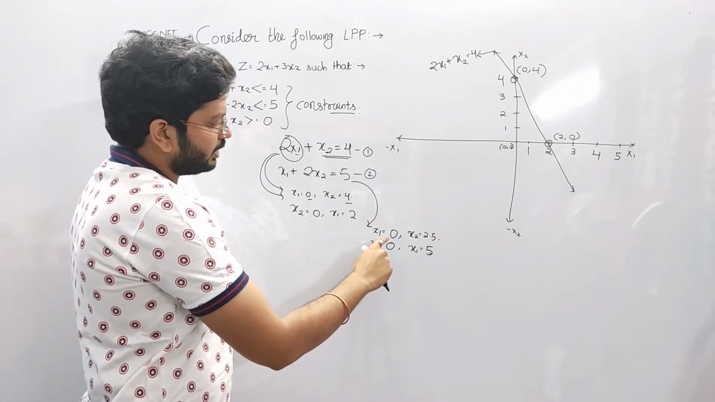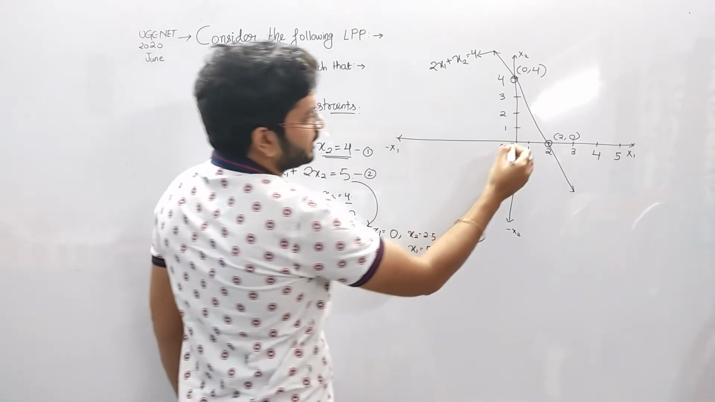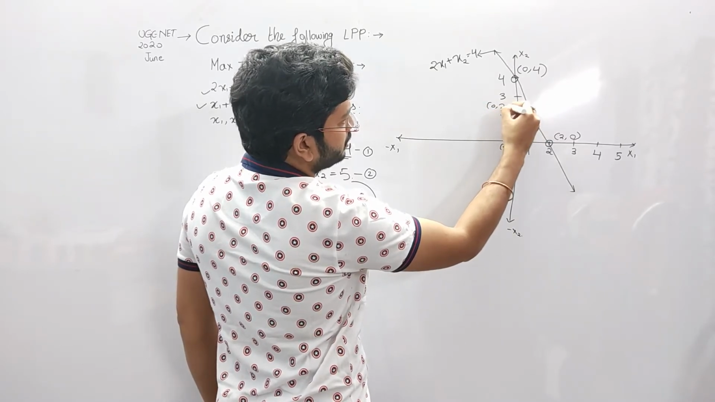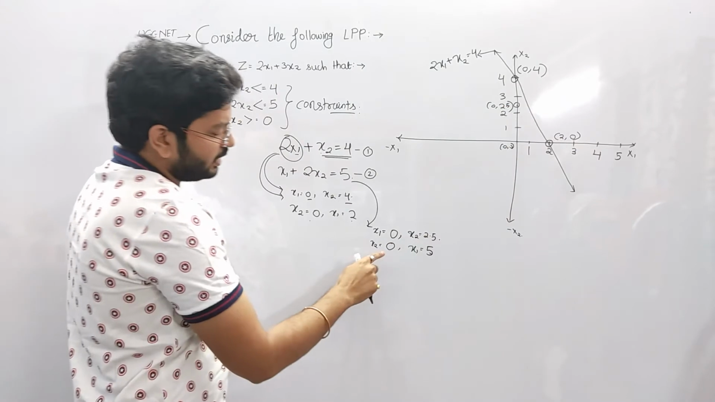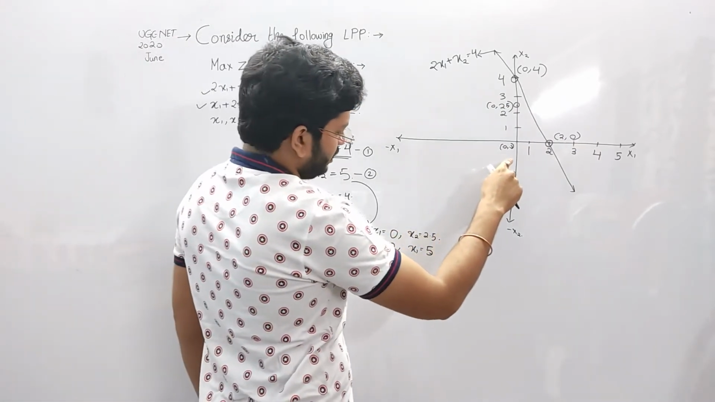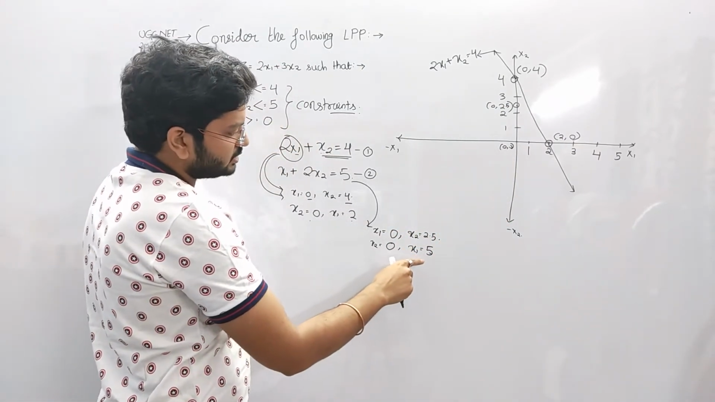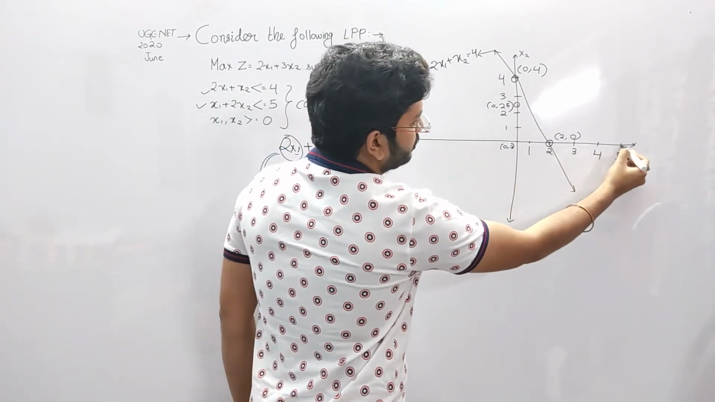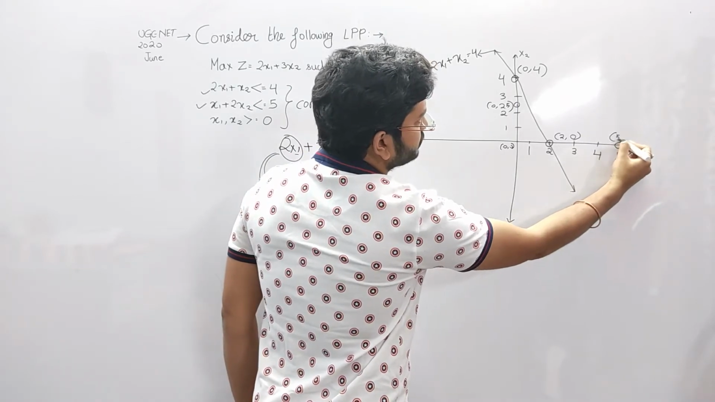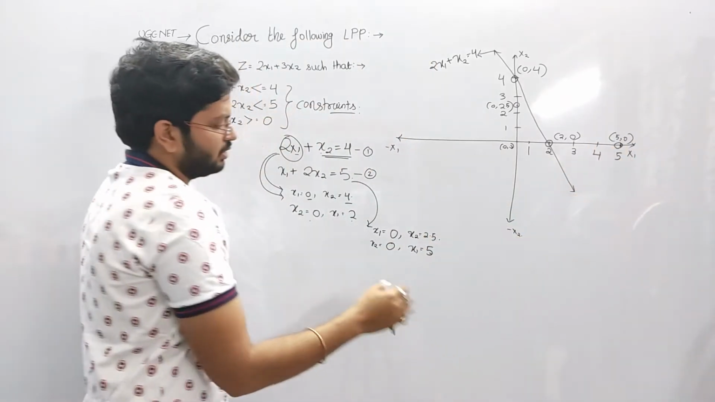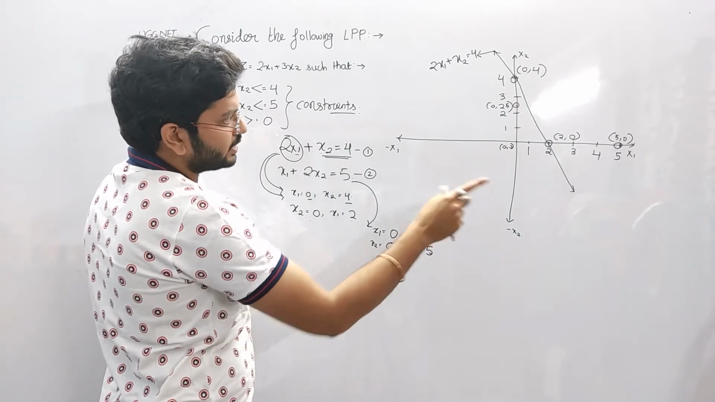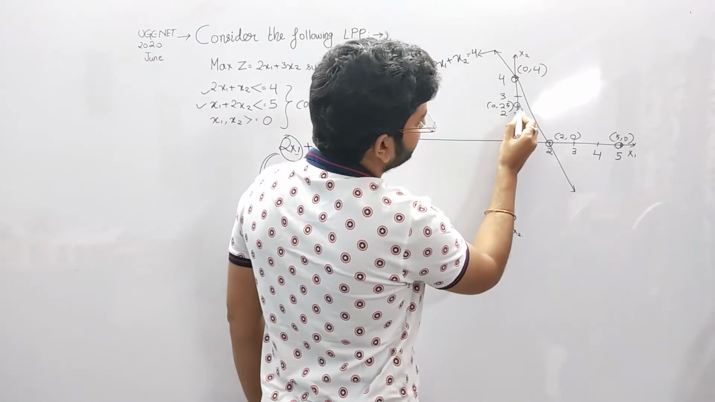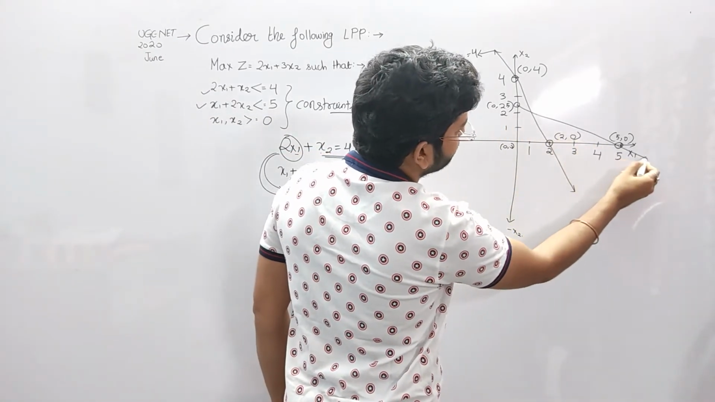Here we have one is 0 and 2.5. That is 0 and 2.5 will lie somewhere here. And the other is x1 is 5 and x2 is 0. 5, 0 will be somewhere here. Okay. This one is x1 is 5 and x2 is 0, and this one is x1 is 0 and x2 is 2.5 in this line. Now we will also be joining these 2 points.